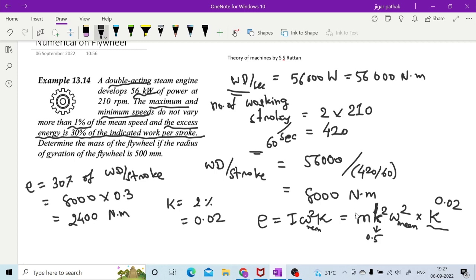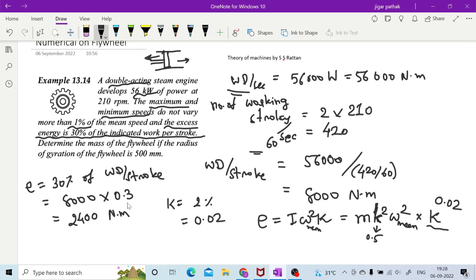Sir, what is the meaning of double acting steam engine? Double acting steam engine means, see, whenever you have this piston cylinder arrangement, generally you have the working stroke on only one side. Instead of that, if you have the working stroke on both sides, then it is known as double acting. Got it? Okay.